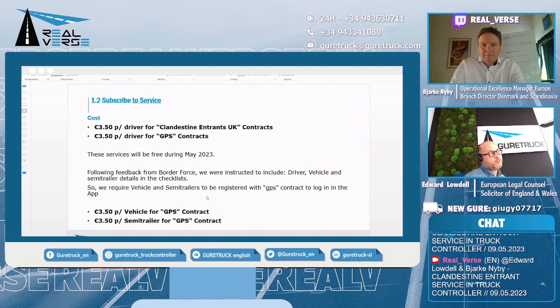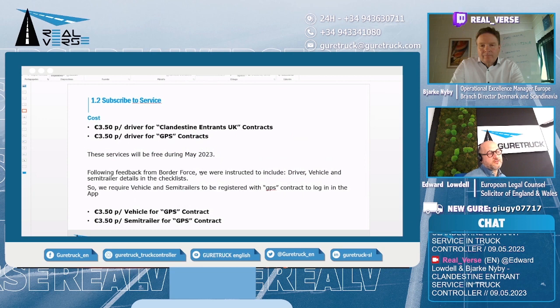As a result of this feedback, namely that we need vehicle and semi-trailer details, both the vehicle and the semi-trailer will need to be added to the GPS contract as well. So this also has a separate price of £3.50 per vehicle and £3.50 per semi-trailer. So these are the costs for the service, and this is how you subscribe.